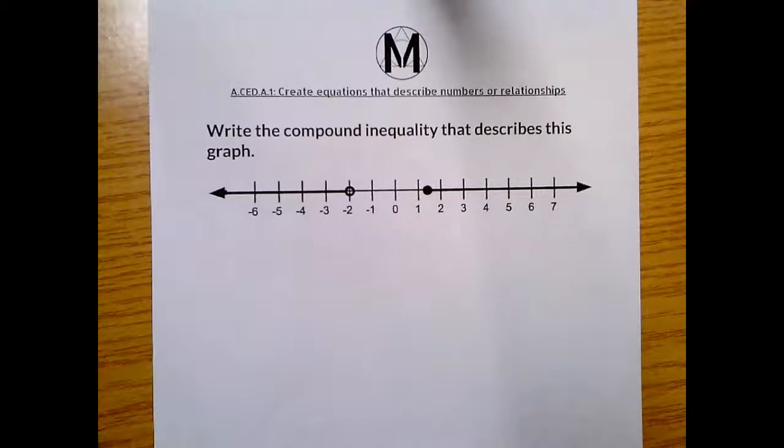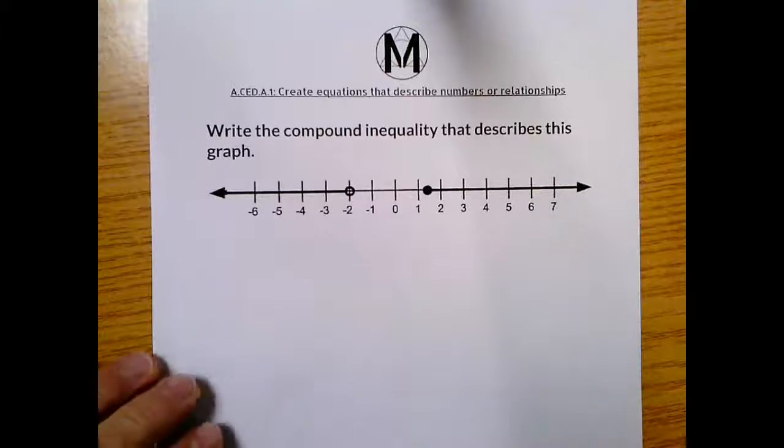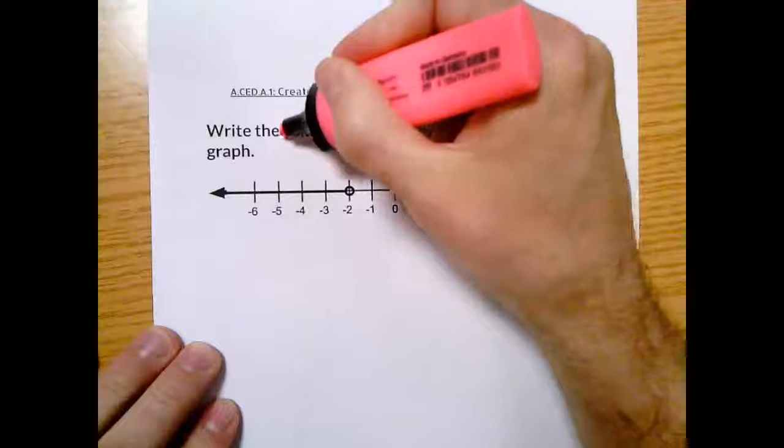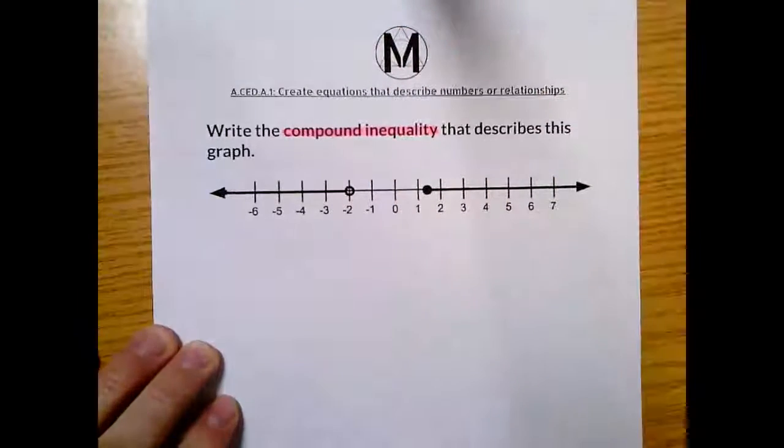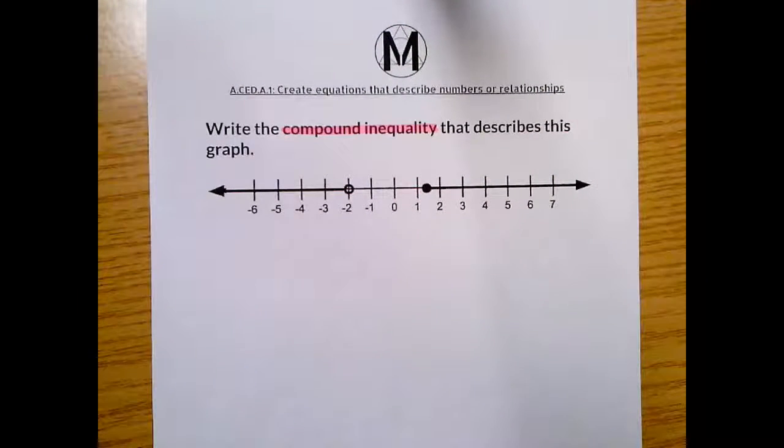All right, let's do some Mathity-Math. It says here, write the compound inequality that describes this graph. Okay, so out the gate, you know you're writing a compound inequality. Compound inequality means there's two constraints involved in this one. So let's get to it.